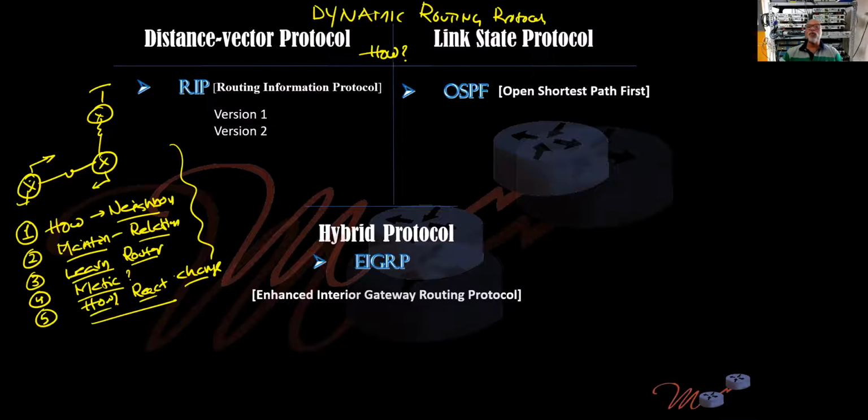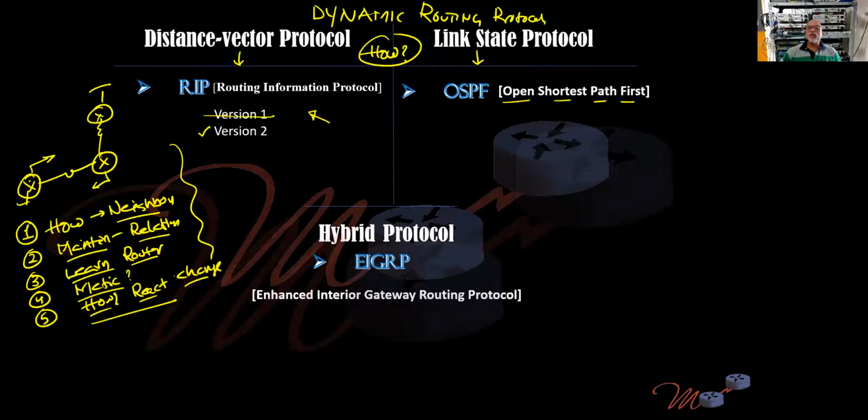So based on how they work, they are divided into categorizations: distance vector protocols and link state protocols. I'll explain the difference a few minutes later. For distance vector, there is a protocol called Routing Information Protocol. Version 1, not many people are using these days. Version 2 is still there, people are using. Routing Information Protocol, then OSPF, Open Shortest Path First.